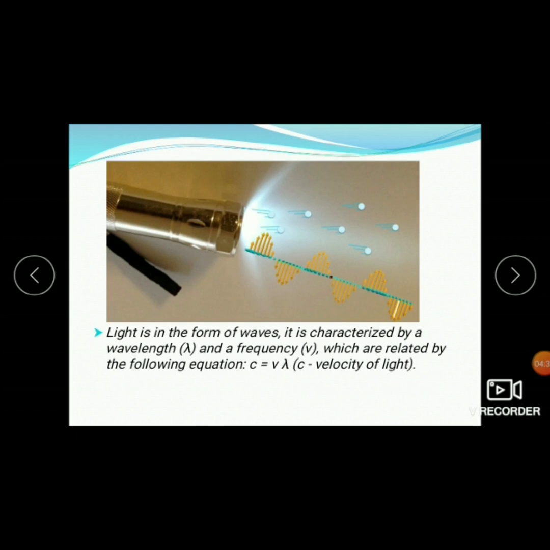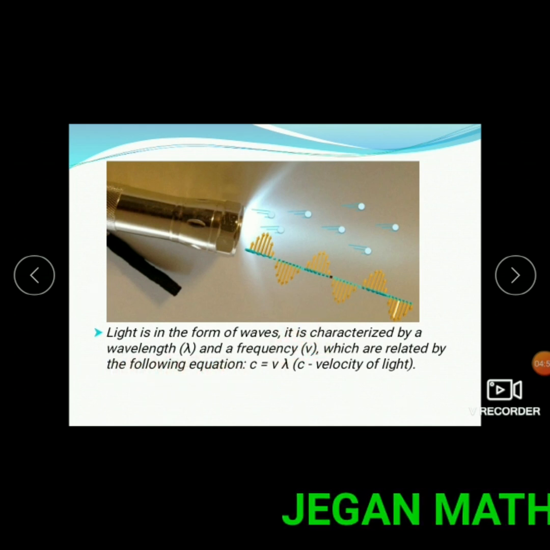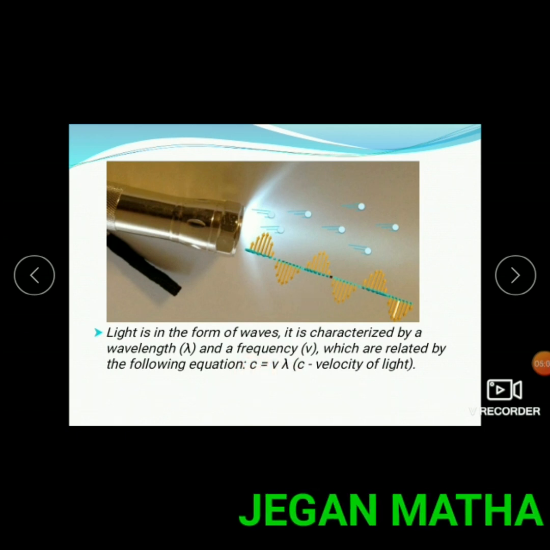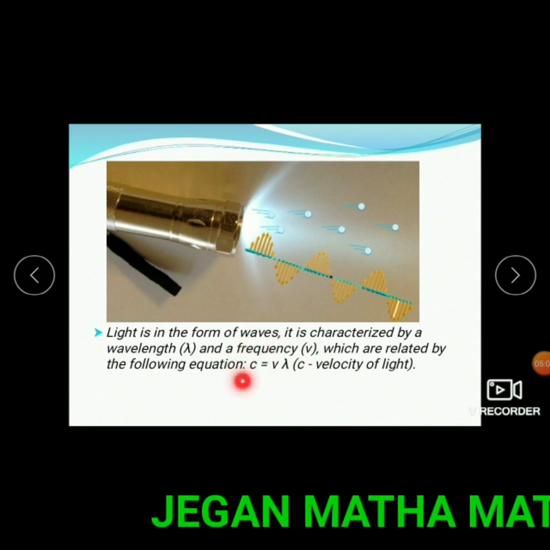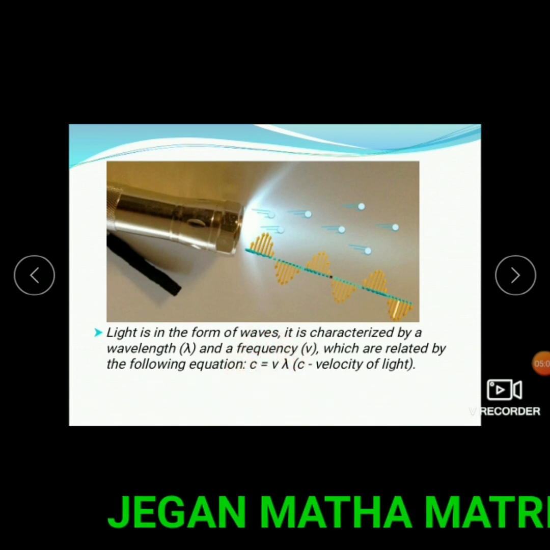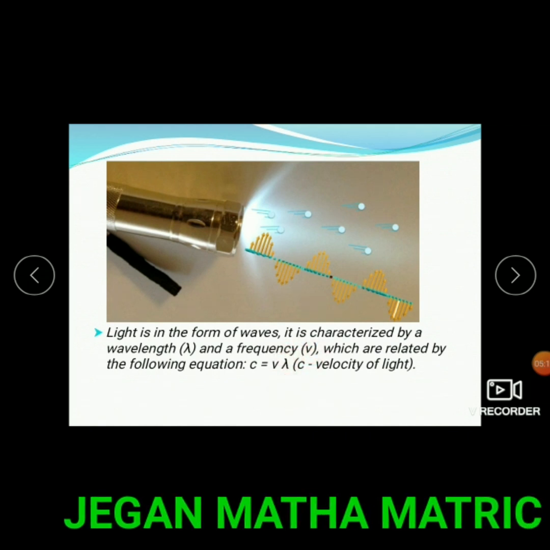So next property is light is in the form of waves. So here is the wave. So like this it travels from one point to another. So it is characterized by a wavelength, that is lambda, and a frequency. This is nu, not v. So this is a Greek letter nu. So which are related by the following equation, that is c = νλ. So this equation is used to find the speed of the light. So c is speed of light, here ν is frequency, and then λ is wavelength.